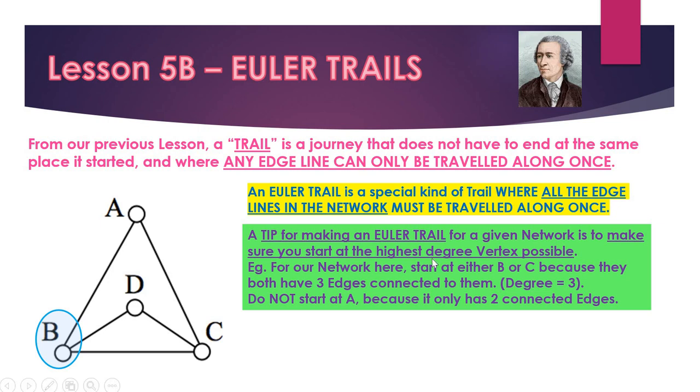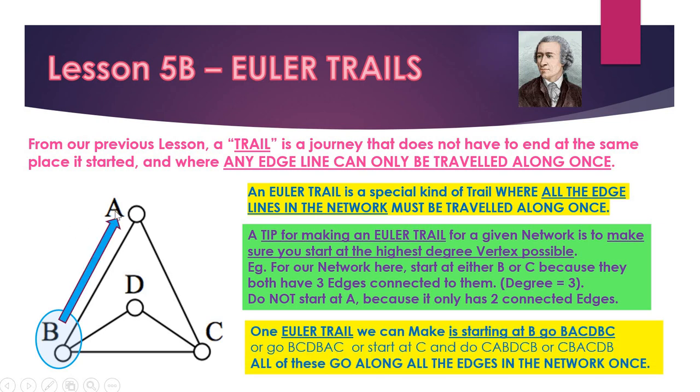Now, a tip for making an Euler Trail is to make sure you start at a high degree vertex. So don't start at A that's only got 2 connectors and is only degree 2, and don't start at D. Start at either B or C. So we're going to start at B because it's got 3 connectors here. So that's a tip when you're doing an Euler Trail. Try and start at a vertex that's got a high degree.